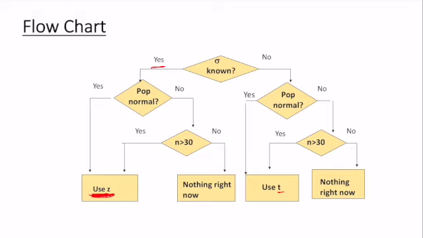If I don't know my sigma and my population is normal or my sample size is bigger than 30, that's when we use a T table. Otherwise, there's nothing we can do. So let's practice going through this flow chart and looking at the next examples.